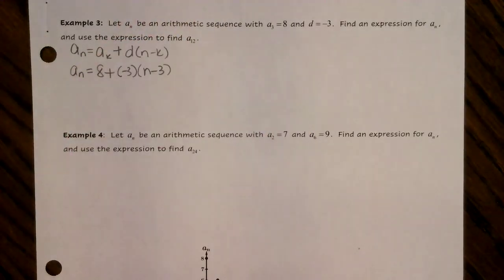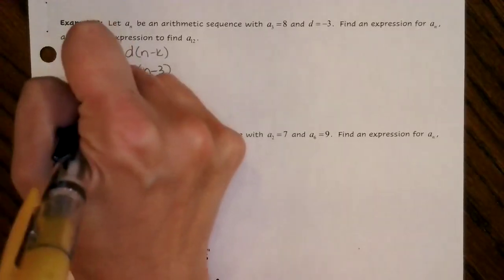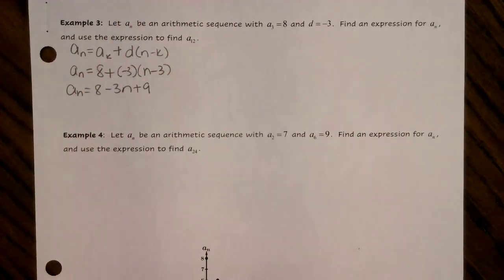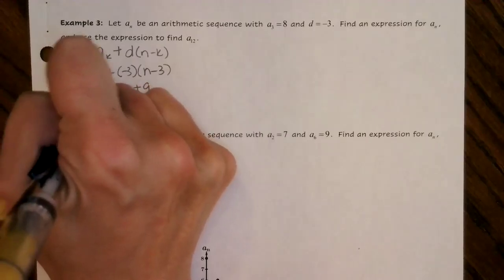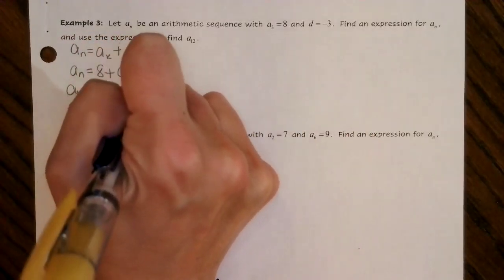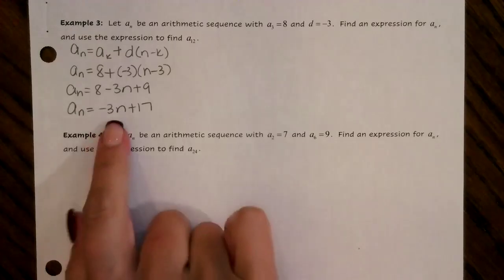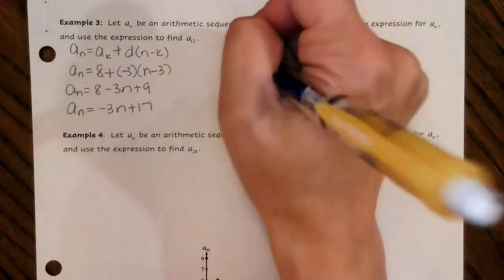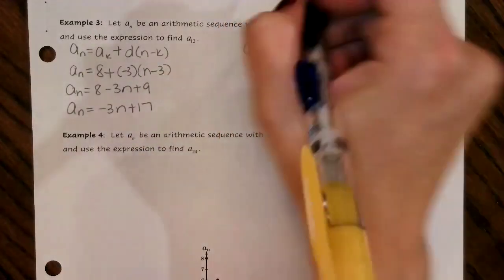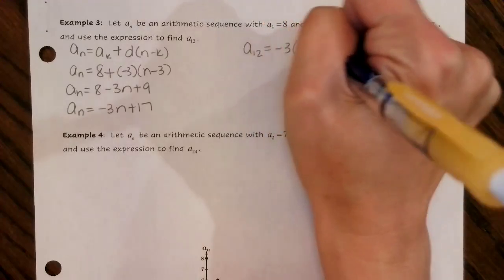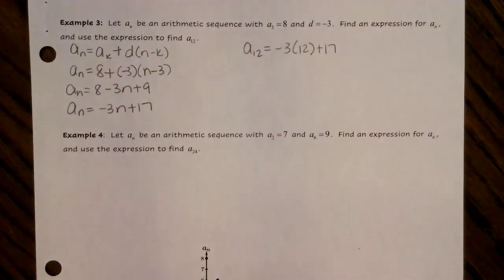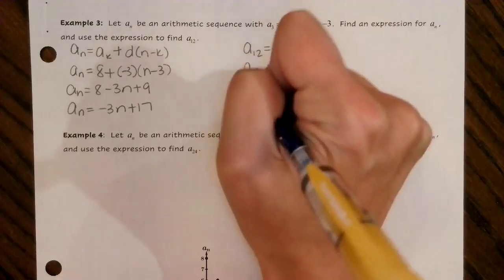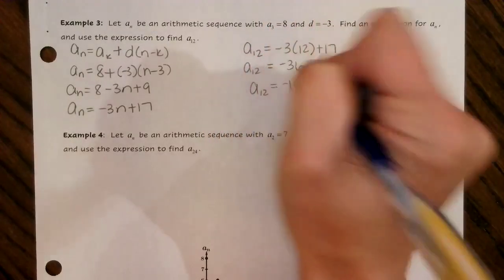And then we would want to distribute here to simplify this. And so we get -3n plus 9. And then when we combine our like terms, we get -3n plus 17. And so there is our sequence defined in this equation. Now we would use it to find A sub 12. And so A sub 12 is equal to -3 times 12 plus 17. And so that gives us -36 plus 17. And so A sub 12 is -19.